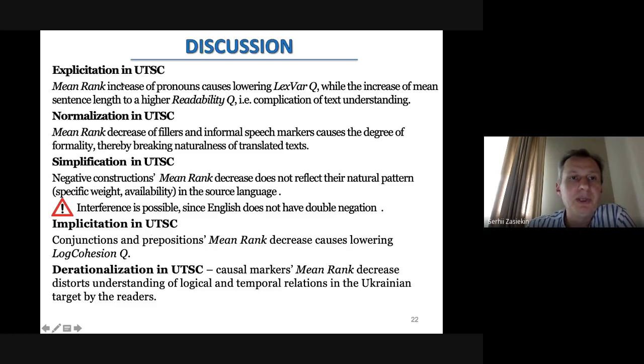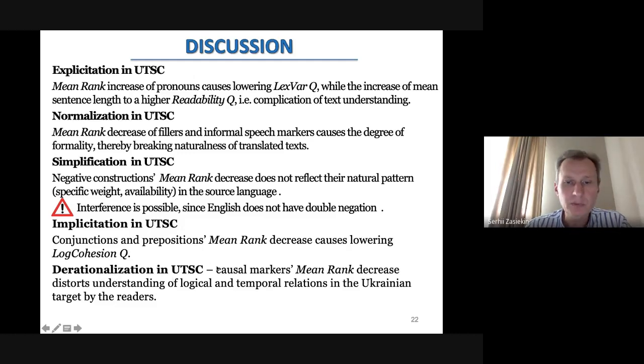Implicitation, you see explicitation through the use of pronouns, but implicitation is revealed in the target text, in the translated text, through the less frequent use of conjunctions and prepositions. And since we have a lack of conjunctions and prepositions, the logical cohesion of the target text has decreased.